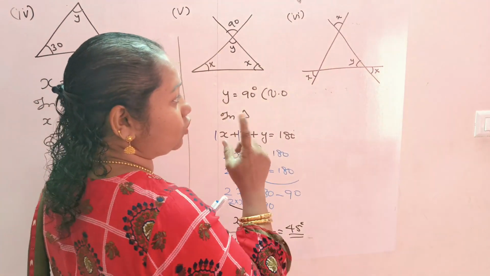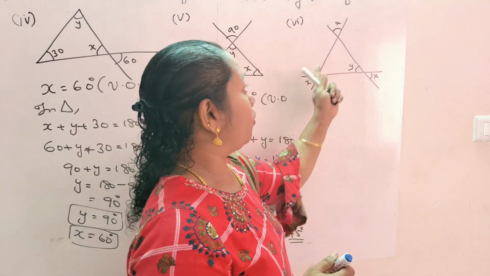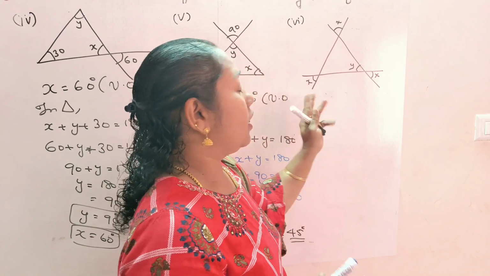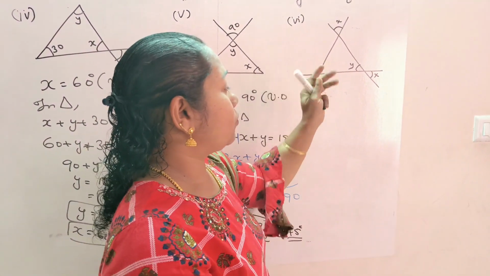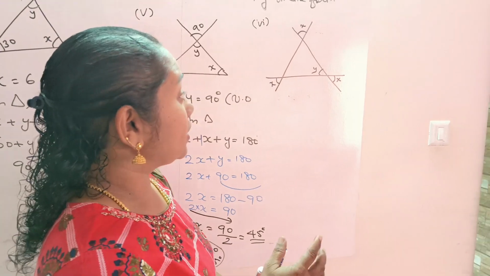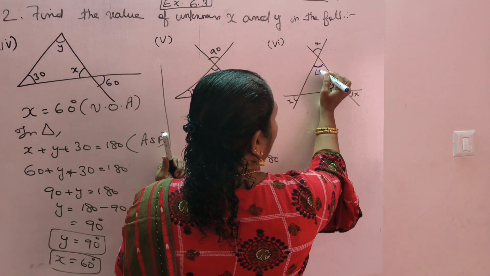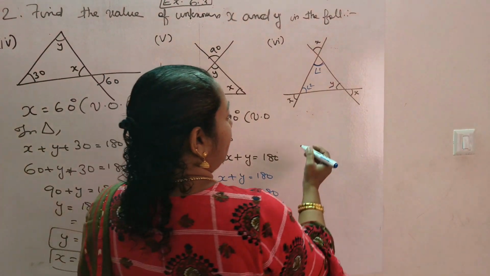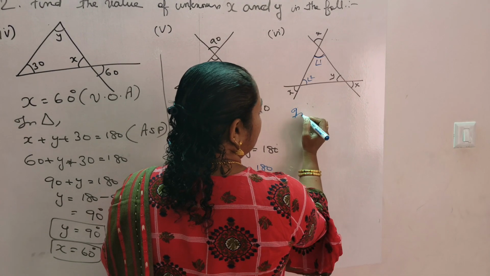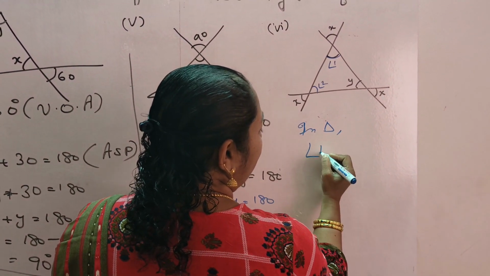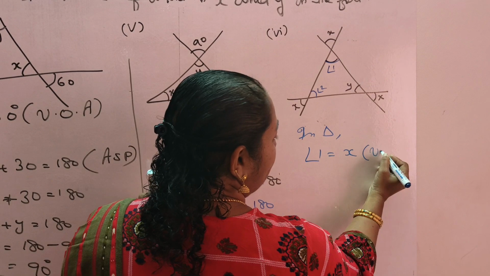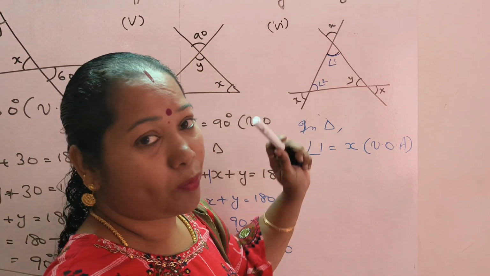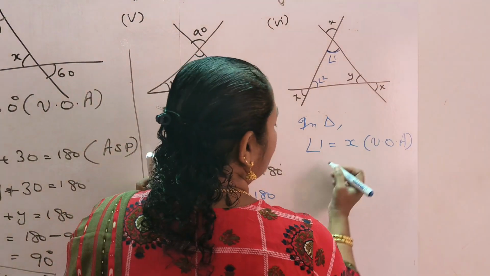So in this question, these are exterior angles, the outer side of the triangle, the unknown values are on the outside of this triangle. So we have to find the value of x here. For x and y, let us take this as angle 1 and this as angle 2. In this triangle, angle 1 is equal to x. Reason: vertically opposite angles. Next one is y is equal to x.